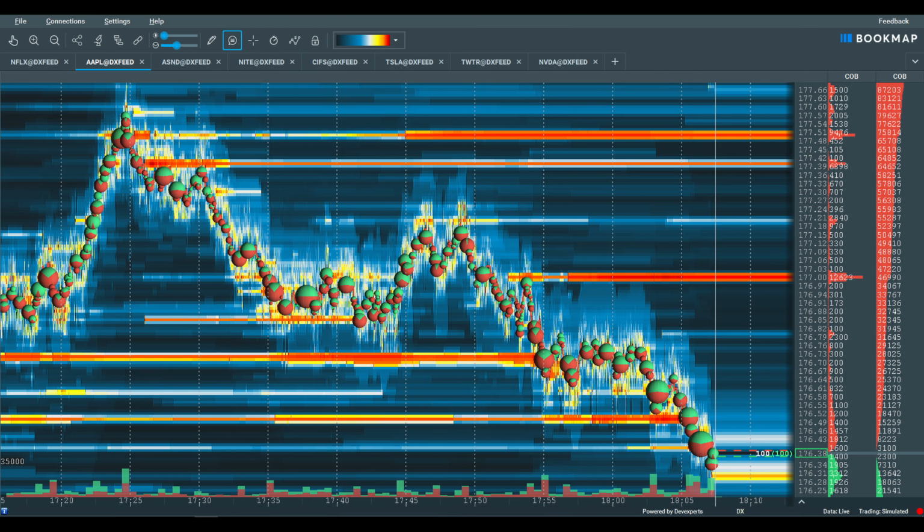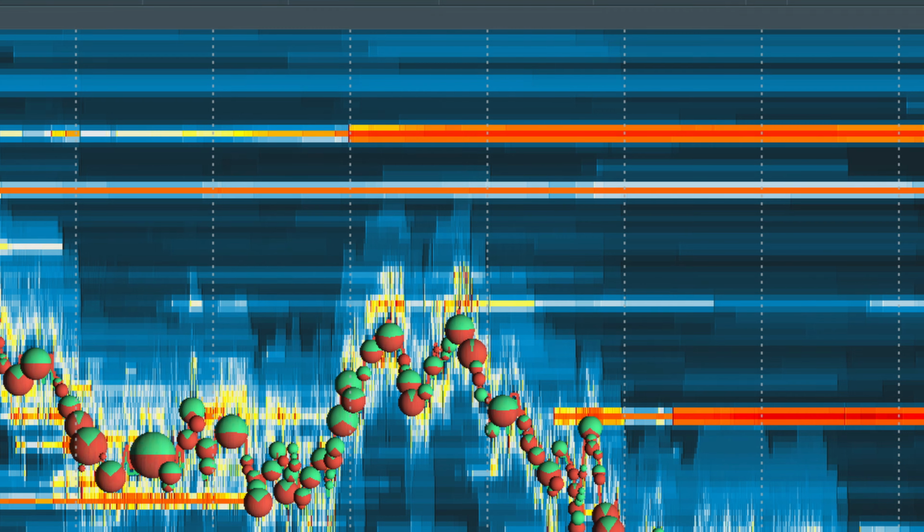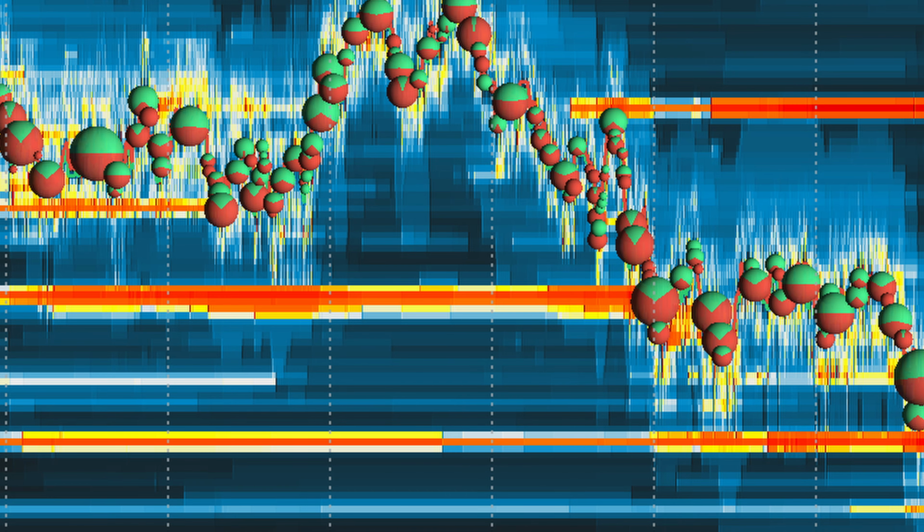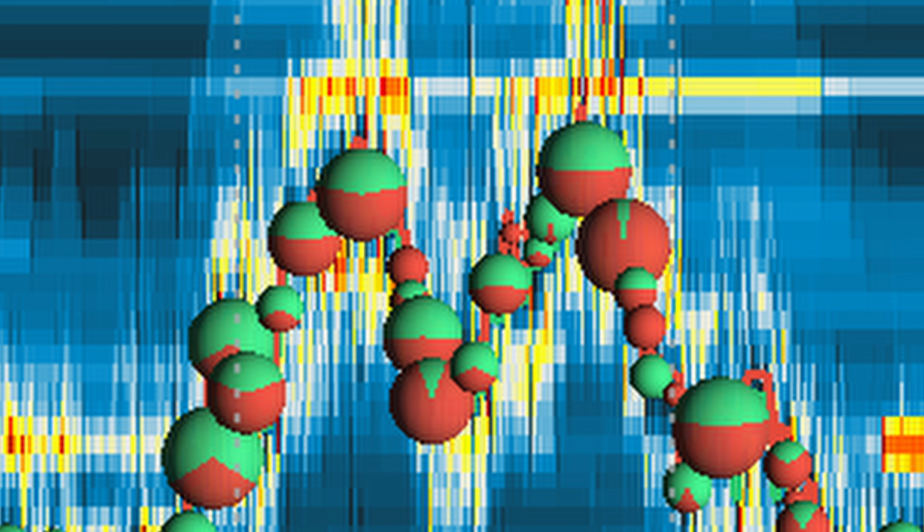Here's some basic Bookmap knowledge so you can understand the concepts that I show later on. The lines above the price are the resting sell orders. The lines below the price are the resting buy orders. The green bubbles are the aggressive market buy orders, and the red bubbles are the aggressive market sell orders.